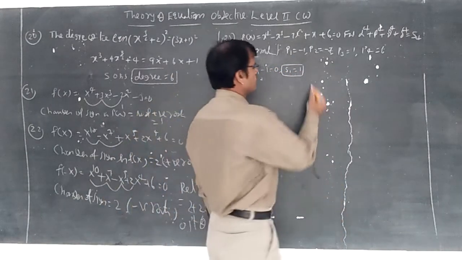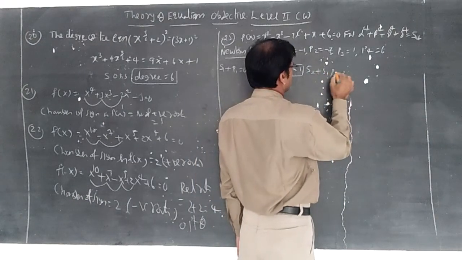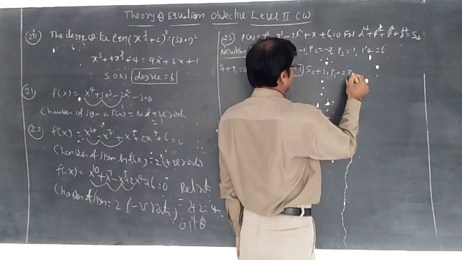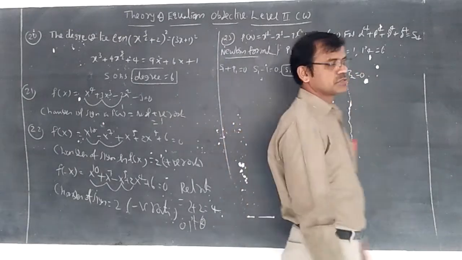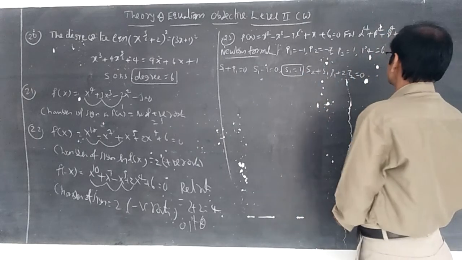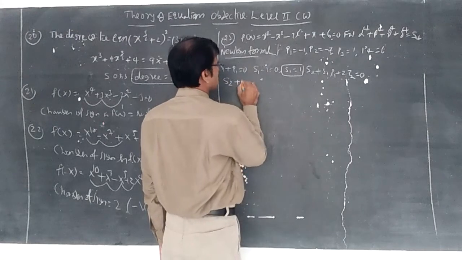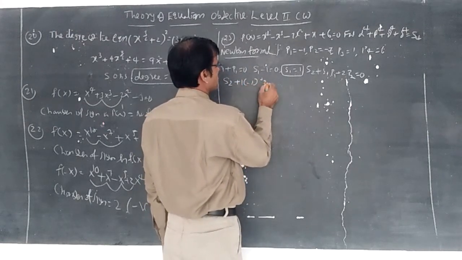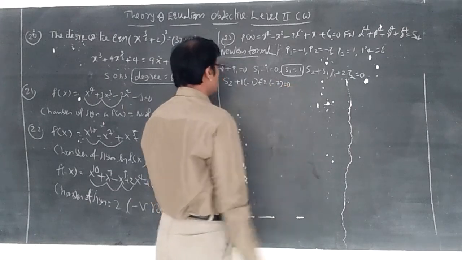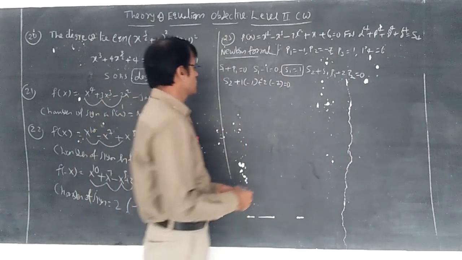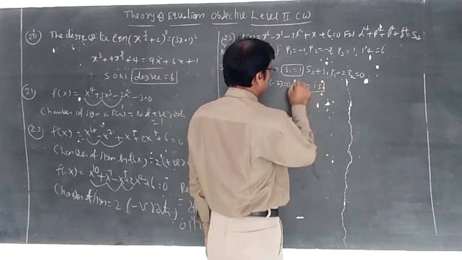Next, S2 plus S1 P1 plus 2 P2 equal to 0. So S2 plus S1, meaning 1, into P1, minus 1, plus 2 P2, meaning 2 into minus 7, equal to 0. Here minus 1 minus 14 becomes minus 15, so S2 is equal to 15.